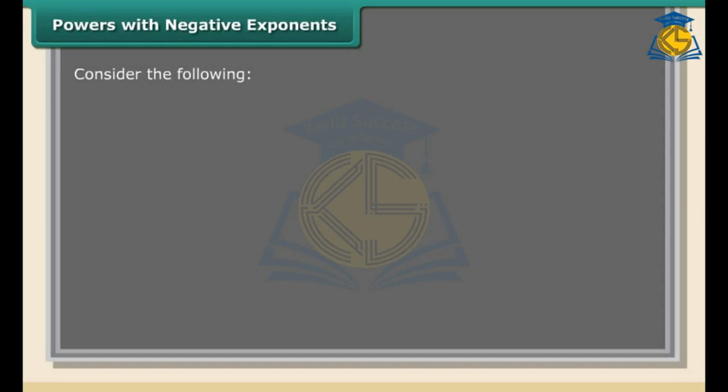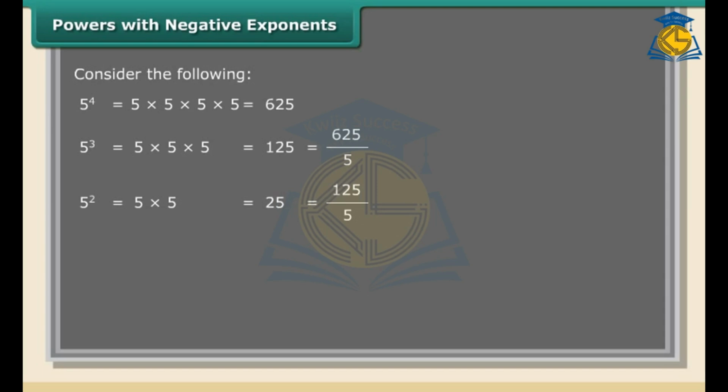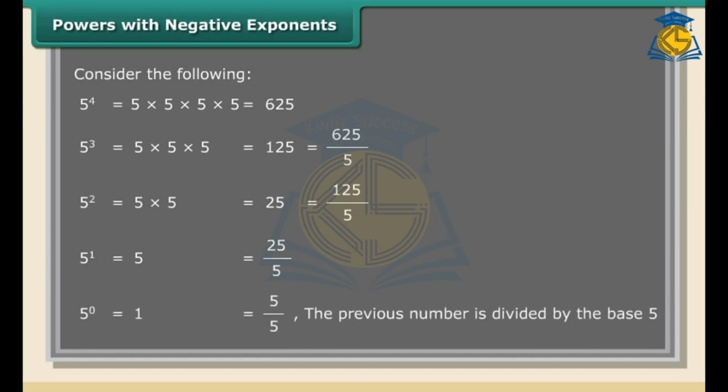Consider the following. 5^4 = 5 × 5 × 5 × 5 = 625. 5^3 = 5 × 5 × 5 = 125, which is equal to 625 upon 5. 5^2 = 5 × 5 = 25, which is equal to 125 upon 5. 5^1 = 5, which equals 25 upon 5. 5^0 = 1, which equals 5 upon 5.